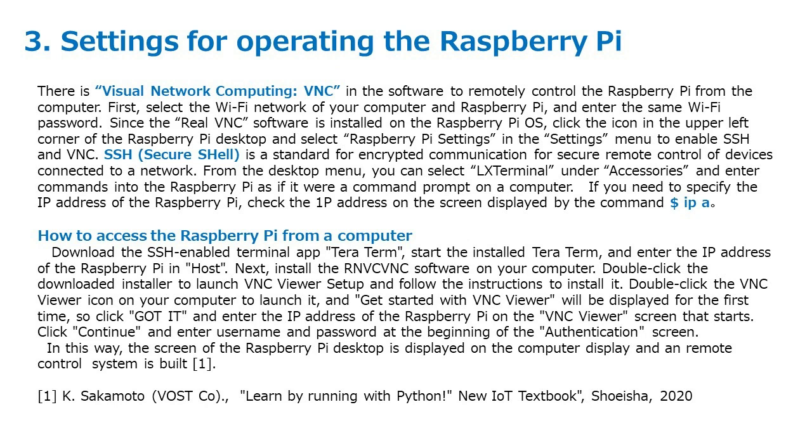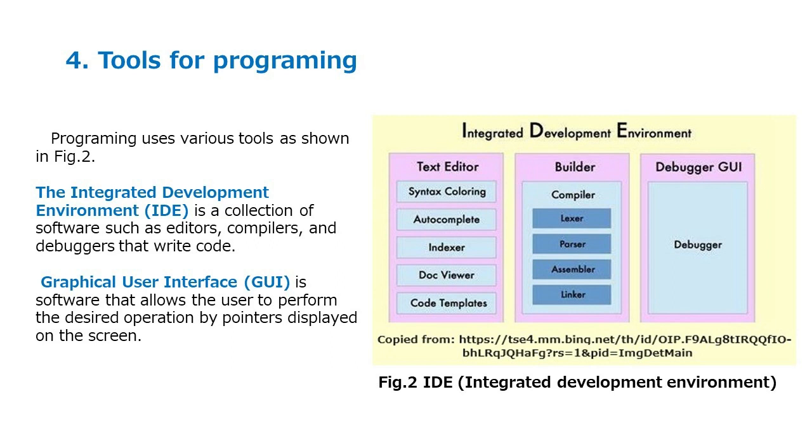Double-click the VNC Viewer icon on your computer to launch it, and Get Started with VNC Viewer will be displayed for the first time, so click Got It, and enter the IP address of the Raspberry Pi on the VNC Viewer that starts. Click Continue, and enter the username and password at the beginning of the authentication. In this way, the screen of the Raspberry Pi desktop is displayed on the computer display and a remote control system is built.